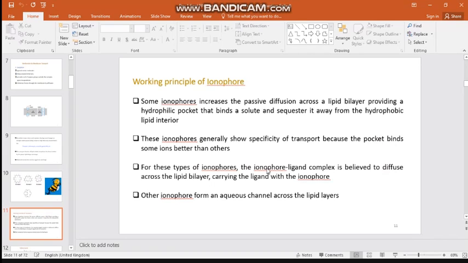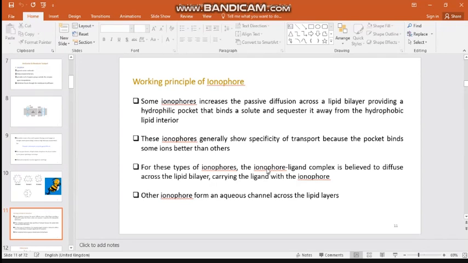Working principles of ionophores. How the ionophores are working. Some ionophores increase the passive diffusion across the lipid bilayer, providing a hydrophobic pocket that binds a solute and sequesters it away from the hydrophobic lipid interior. These ionophores generally show specificity of transport because the binding pocket is suitable for binding some metal ions, which have better binding ability than the other metal ions.